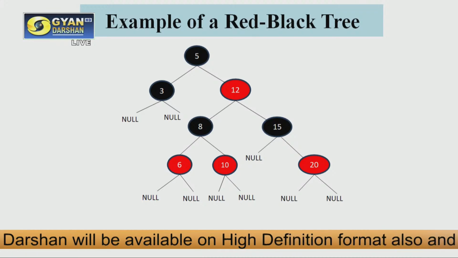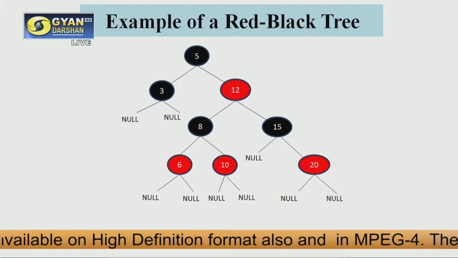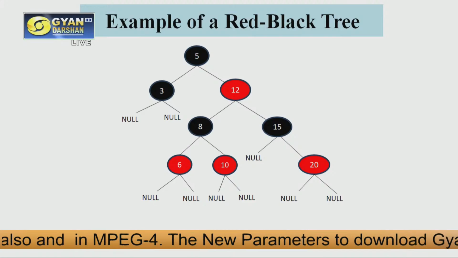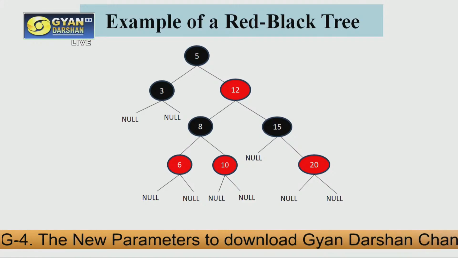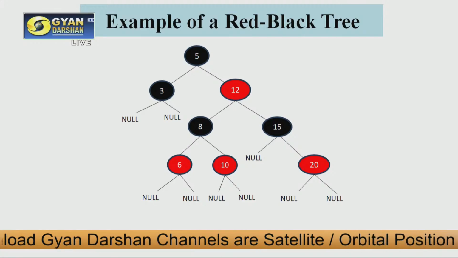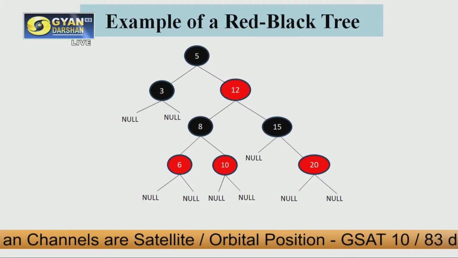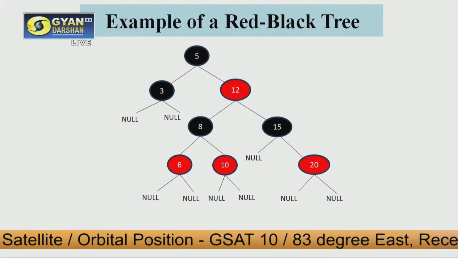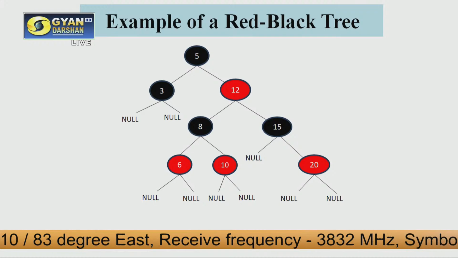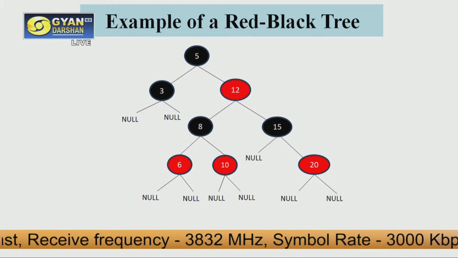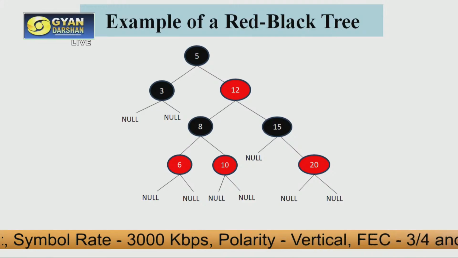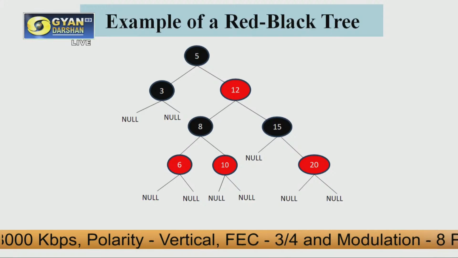Another property is that every path has the same number of black nodes. We can see from the root to the leaf, in the leftmost path we have two black nodes, and in every other path also, say from 5 to 12 to 8 to 6, there are two black nodes. Similarly, 5 to 12 to 8 to 10, again we have two black nodes. Every path from root to leaf node has the same number of black nodes, and here in this example it is 2.